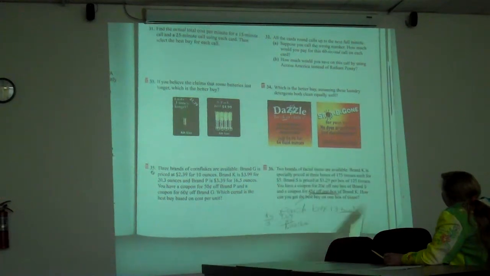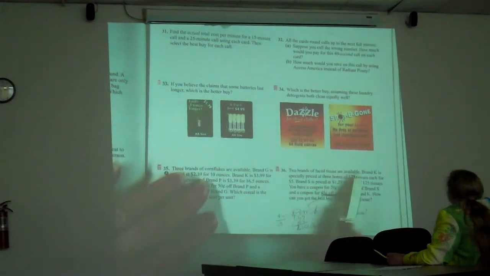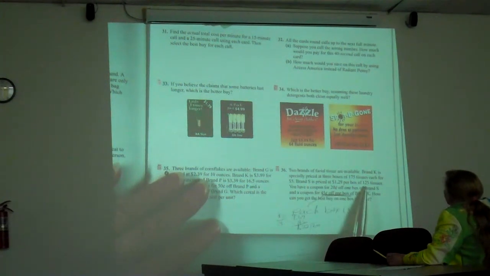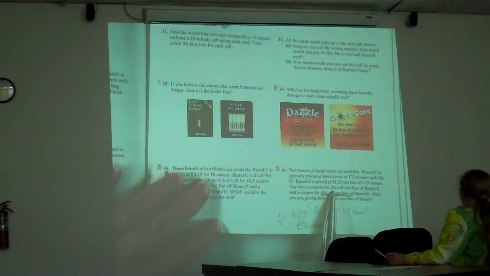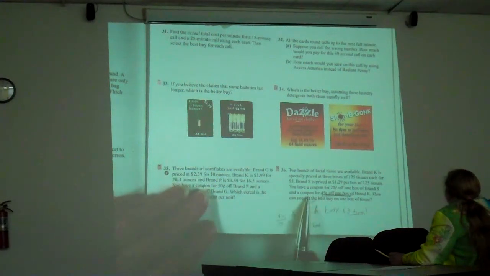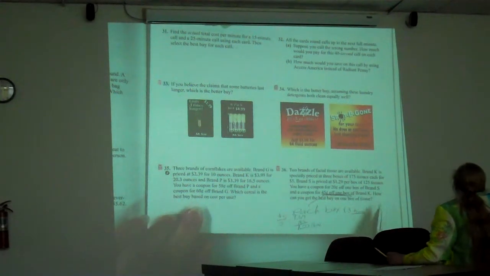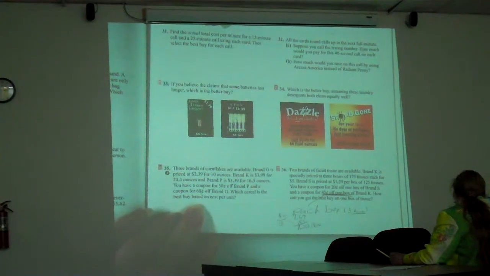Okay, this is a pretty intense problem here. Not super intense, but you've got 2 pounds of facial tissue. Brand K is specially priced at 3 boxes of 175 tissues each for $5. Brand S is priced at $1.29 for 125 tissues. You have a coupon for 20 cents off one box of brand S, and a coupon for 45 cents off one box of brand K. How can you get the best buy on one box?